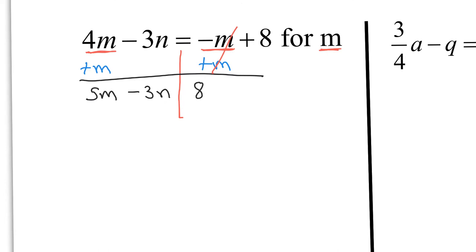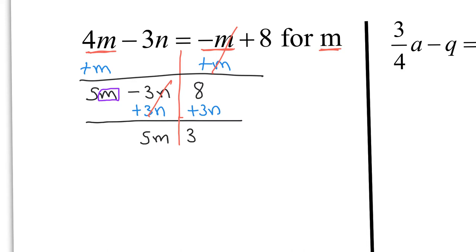Now, the variable that I want by itself is the m. That's what we want to solve for. So I need to get rid of this minus 3n. And the opposite of minus 3n will be plus 3n. And you add 3n over here. So now you can cancel this right here. Bring down the 5m. And on the other side, 8 and 3n are not the same. So I'm going to write it down as 3n plus 8.